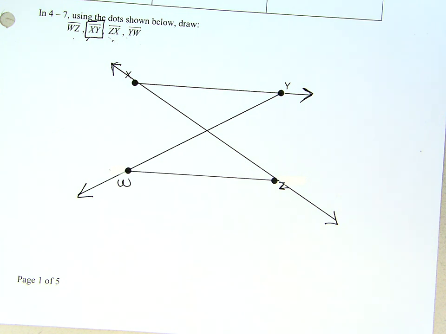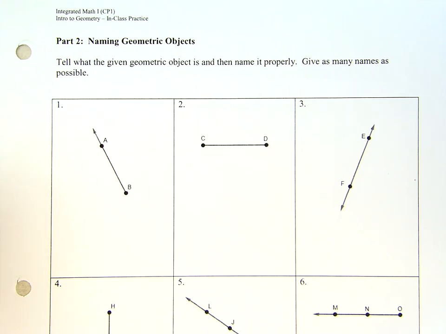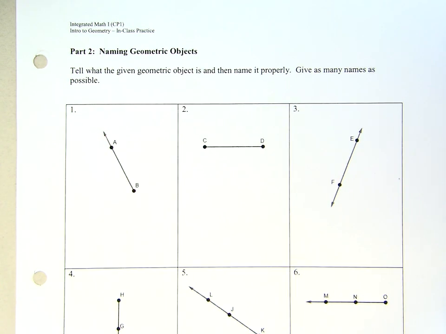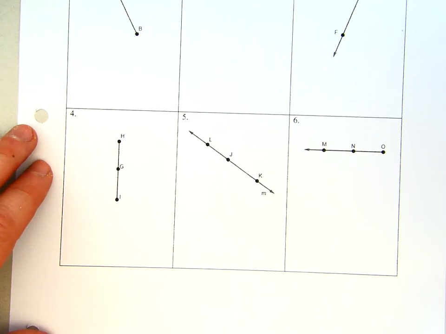Let's do some naming problems. One, two, three. Okay. And you know what? We're not going to bother with the whole sheet. We're looking at the sheet now that says part 2 on it. I want to name these. Actually, I want to do 2 things. I want to tell what the thing is and then name it using letters. And I don't think we have to do the whole sheet. I think I just want to do the bottom of the sheet. 4, 5, and 6.